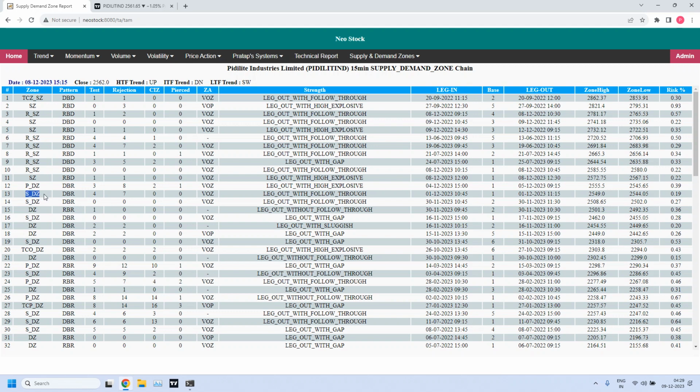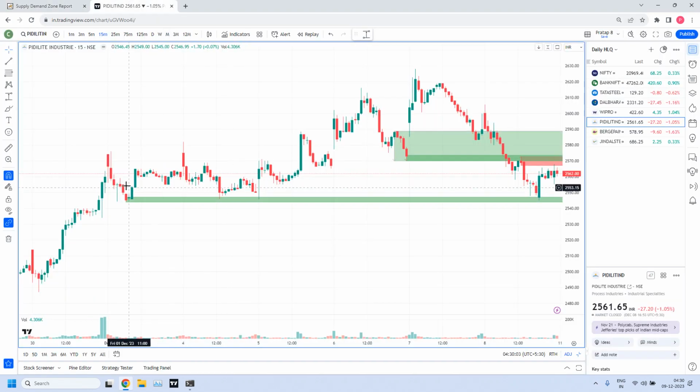This is a high liquidity zone. S underscore DZ is a high liquidity demand zone. It has already been tested 4 times, and it has given 7 rejections from this zone so far. And the 1st December at 10:45, it has one base candle and one leg-out candle. So the same thing we have drawn here, the 1st December, 10:45 base candle.